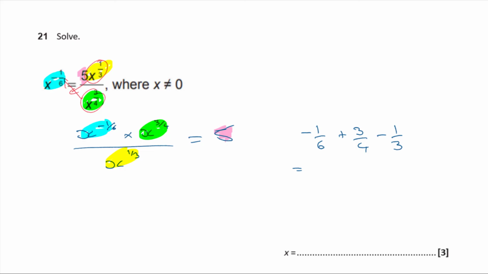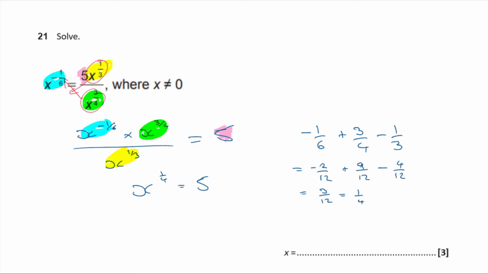So that's equal to minus 1/6 is minus 2 over 12. 3/4, if I times top and bottom by 3, that's going to be 9/12, minus 1/3, which is 4/12. So minus 2/12 plus 9/12 minus 4/12. What's that then? So 9/12 take away 2 is 7/12, take away 4 is 3/12. So that equals 3 over 12, which is the same thing as 1 over 4. So that means that this all resolves down to x to the power of a quarter is equal to 5.